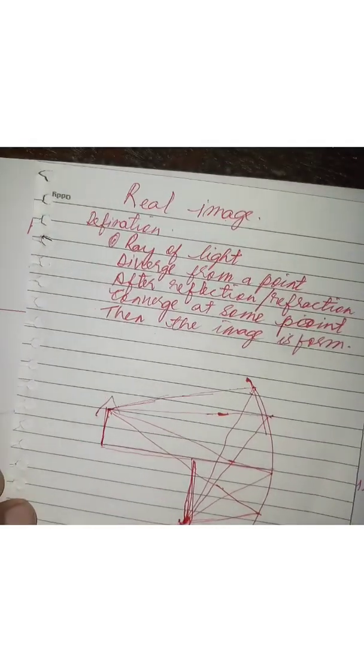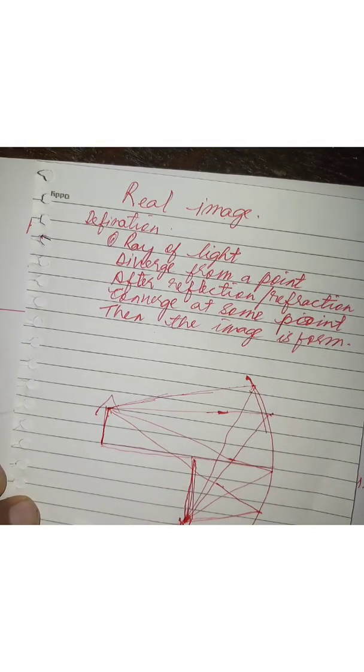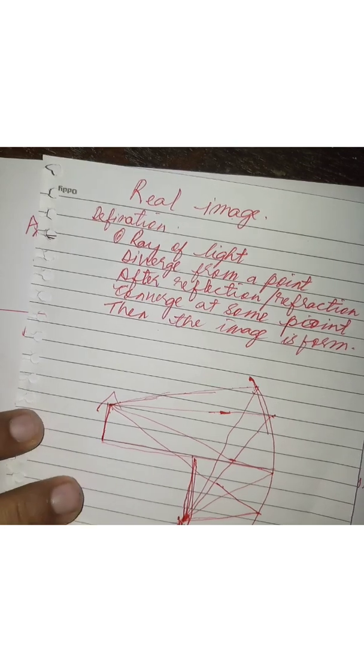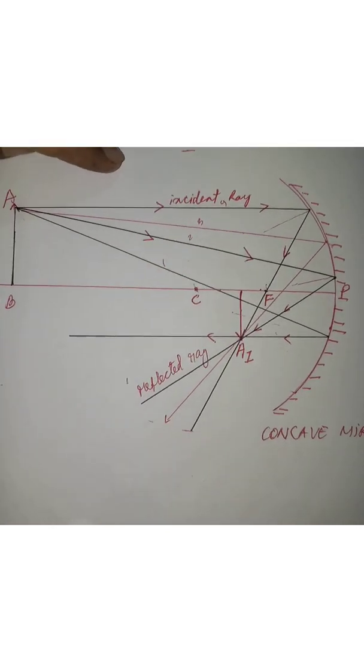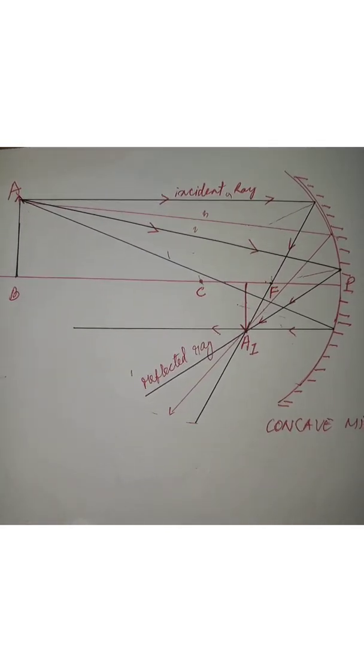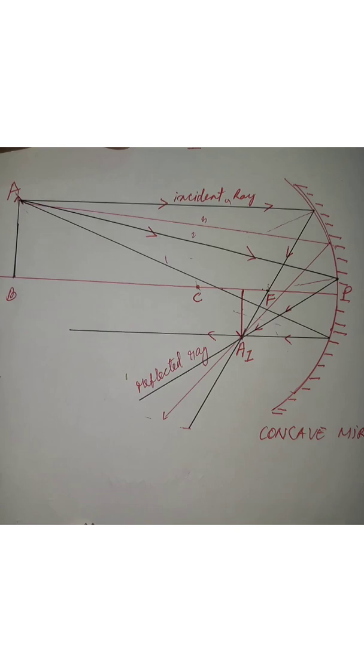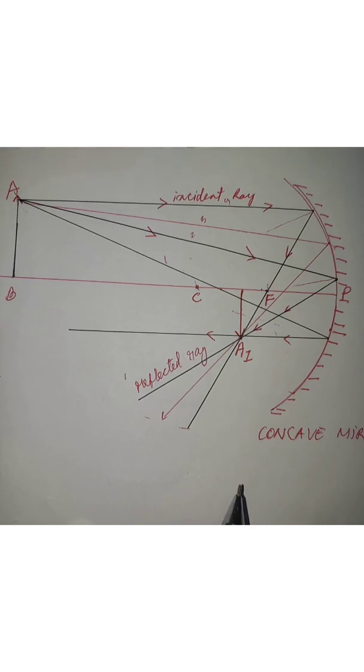Unlike the virtual image. Now let's look into the diagram. I have prepared a diagram for you. You might ask once again why he is taking the concave mirror. As I've told you, a real image will not form in the plane mirror, because the image formed is not in front of the mirror, but from behind the mirror.